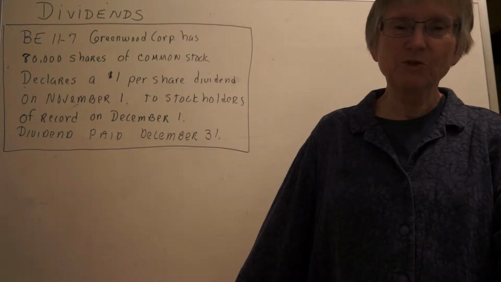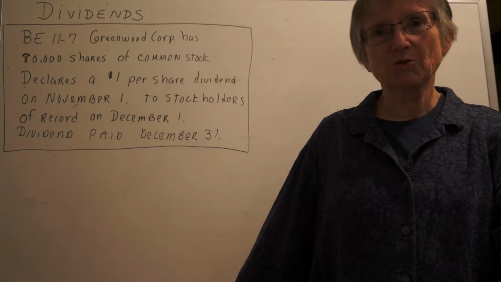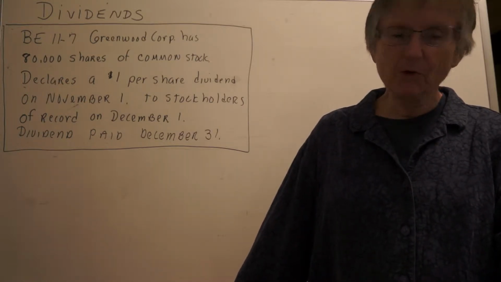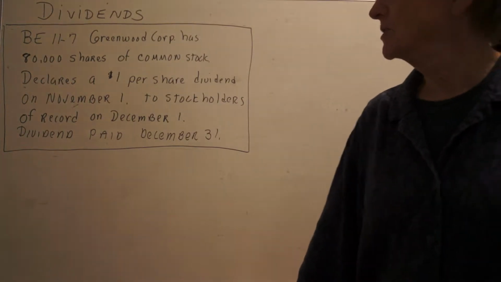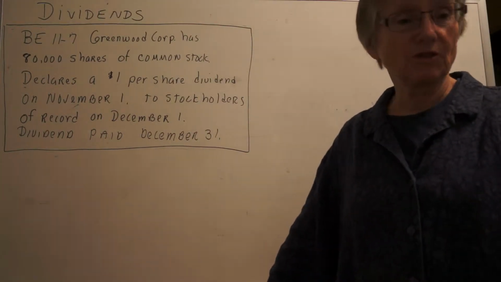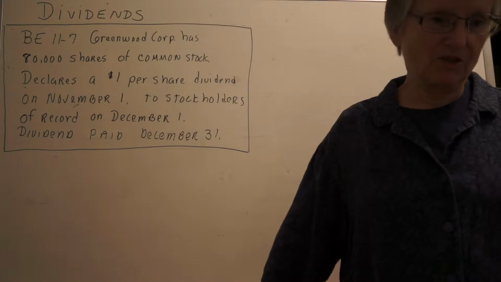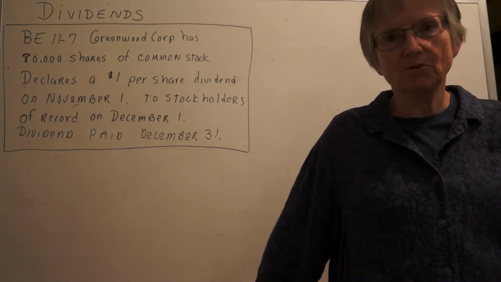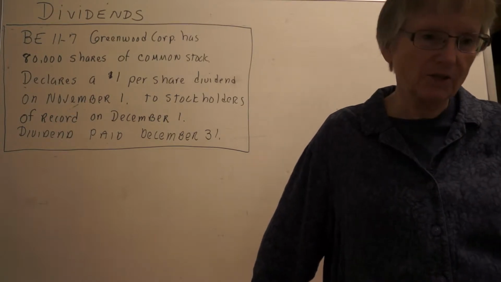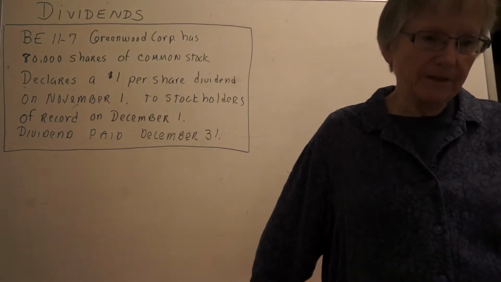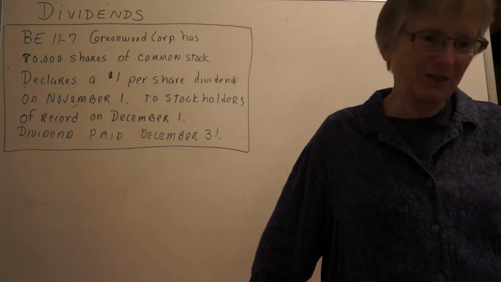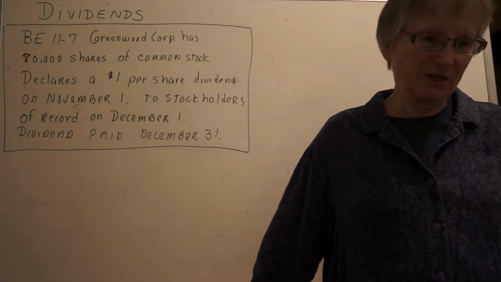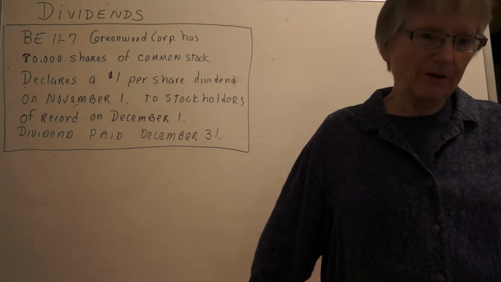We are not going to be doing property dividends. Those you run into in the intermediate levels. So before a company can issue a dividend, there have to be three conditions met. First of all, if it's a cash dividend, there has to be enough in the retained earnings to cover the dividend. The company also has to have enough cash to pay the dividend, and the board of directors must declare a dividend.